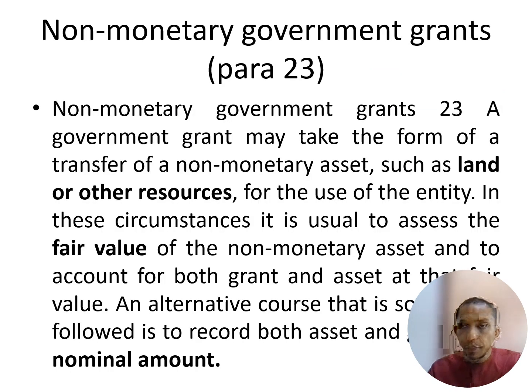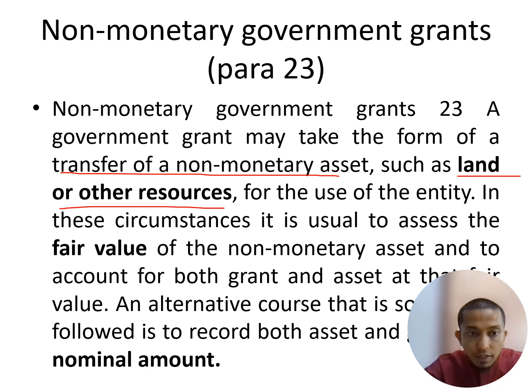All right. So next, non-monetary government grant. What does it mean by non-monetary government grant? A non-monetary government grant means that the government gives you a non-monetary asset, not money. The government gives you, for example, a machine or a car. If you have a farm, for example, the government gives you a tractor, so it is an asset. For non-monetary government grant, 22A: government grant may take the form of a transfer of a non-monetary asset such as land or other resource.